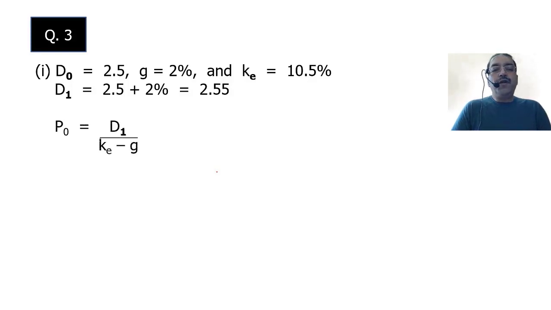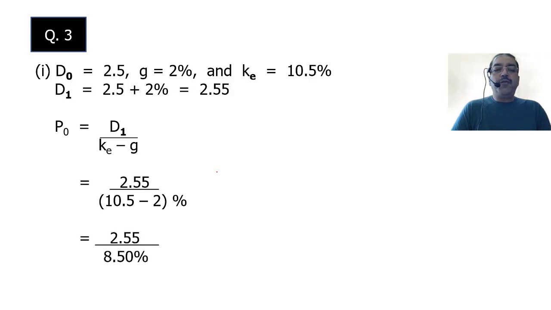P0 is equal to D1 upon KE minus G. So 2.55 divided by 10.5 minus 2%, that is 2.55 divided by 8.5%. That will come to 30 rupees per share. So the present value of the company's share is 30 rupees per share.